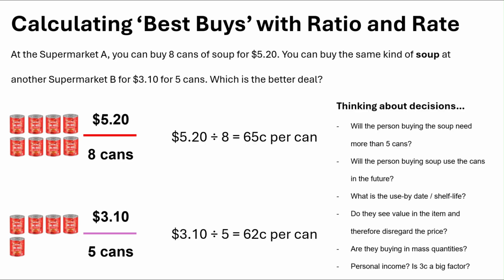So something to think about when you're talking about ratio and rate is really making sure you're contextualizing. We've got to contextualize, because it's all good to say, hey, one shop has a can of soup for 65 cents and another one has it for 62 cents. But in the grand scheme of things, we've got to think about all these decisions external to the ratio and rate.